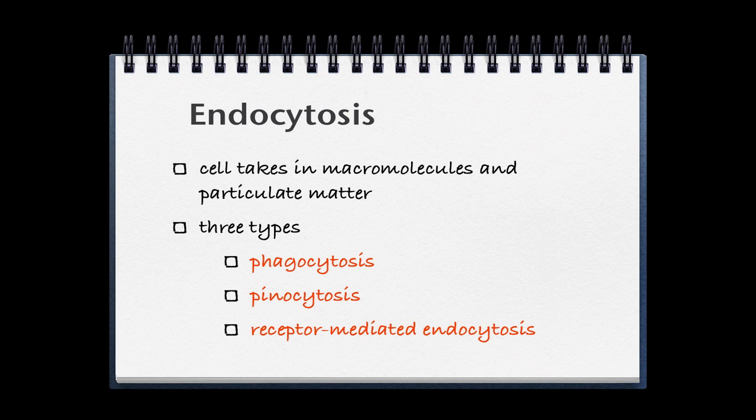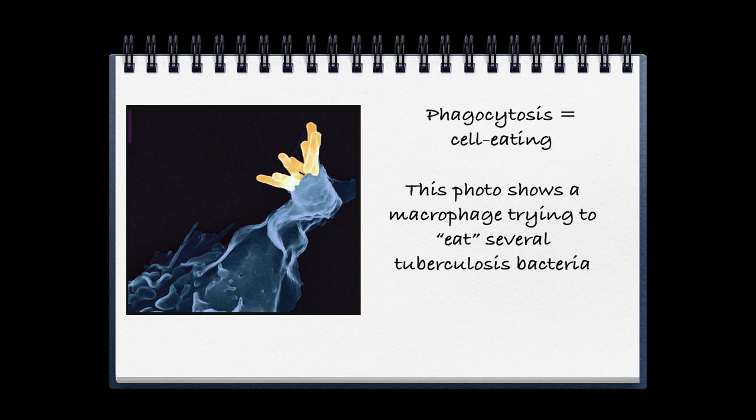Now, endocytosis is a way that a cell can take in macromolecules and other particles into the cytoplasm from the environment. And there are three types of endocytosis: phagocytosis, pinocytosis, and something called receptor-mediated endocytosis. We'll talk about that last.